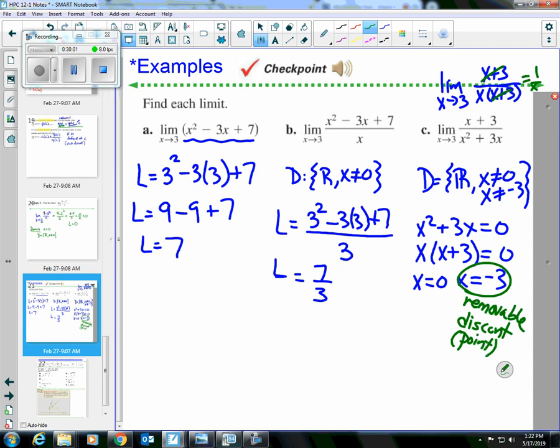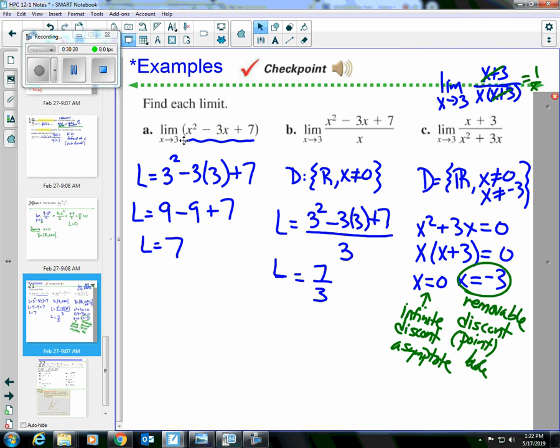The one that we can't remove, this one, is going to be an infinite discontinuity. So we can't get rid of that one. Infinite discontinuity means that there's an asymptote on the graph at that location. So we'll take a peek at that. A point discontinuity means that there's going to be a hole on your graph at that location.